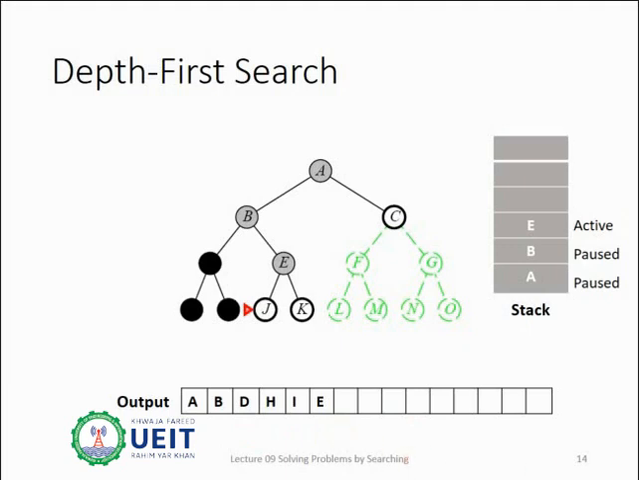After E is activated, children of E will be checked and the control will move towards the leftmost child of E, which is J, as per the algorithm. J will be pushed on the stack. This will pause E. The output list will be updated with J as well.